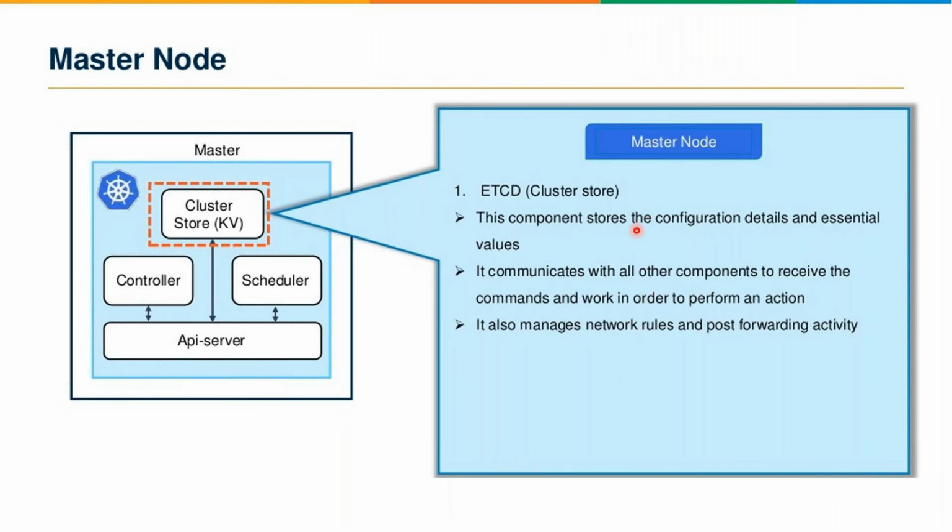The component stores the configuration details and essential values. It communicates with all other components to receive commands and work in order to perform an action. It also manages network rules and port forwarding activities. So etcd is the main component of the master server, and it will maintain all the configurations.